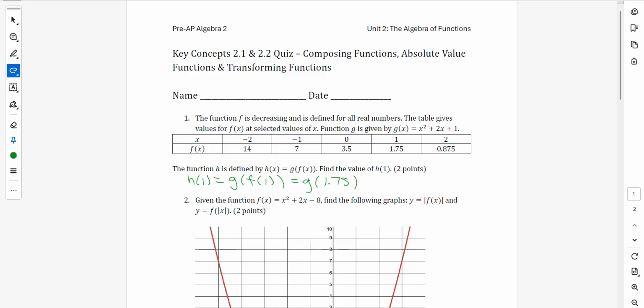Yes. I do want to acknowledge that f is a function with a pattern that we could find, but when we're evaluating, you don't need to, because it's saying we're finding f of 1. Well, f of 1 is 1.75. If you wrote g of 1.75 and stopped there, I would give you a point because you did the first step of the entire problem. Okay. All right.